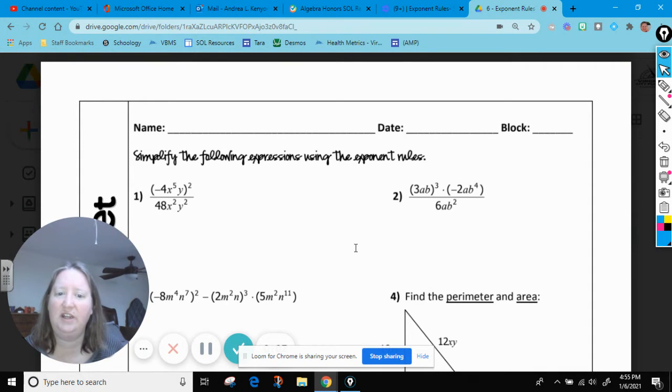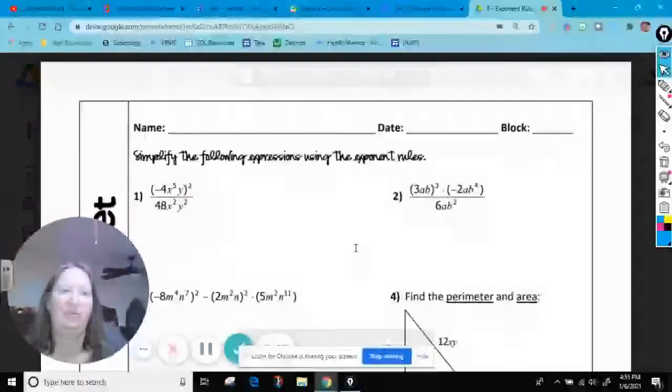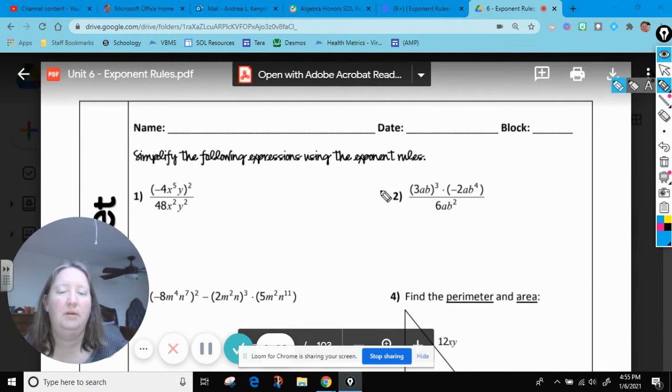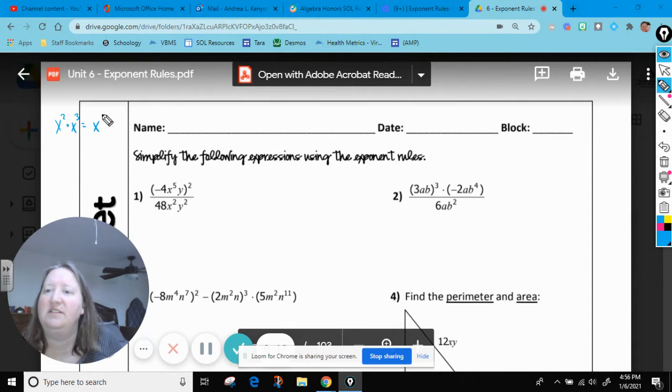Okay, I want to take a minute to remember the exponent rules, and then I'm going to do two of these examples. Each problem is different, so it's hard for me to give you one that's exactly the same as the one you're looking at. If you have x to the 2 times x to the 3, that's going to give you x to the 5. You're adding those exponents.